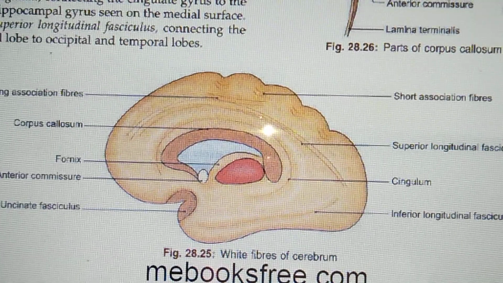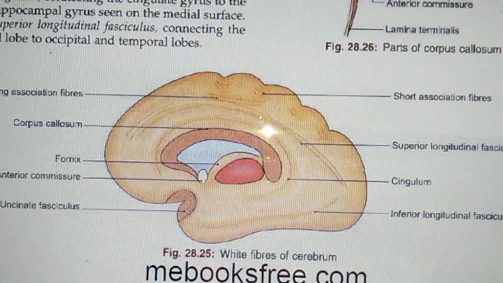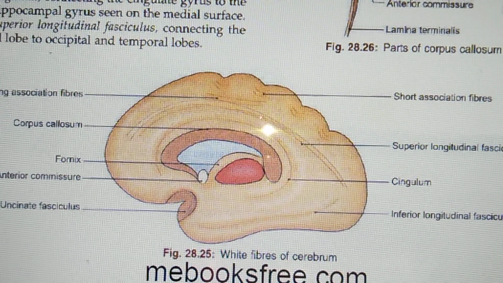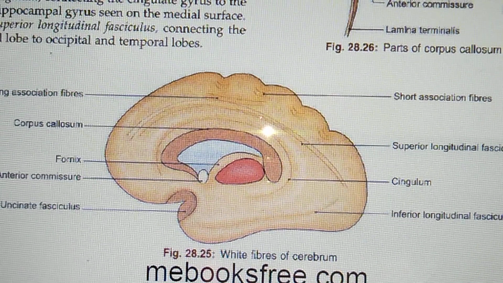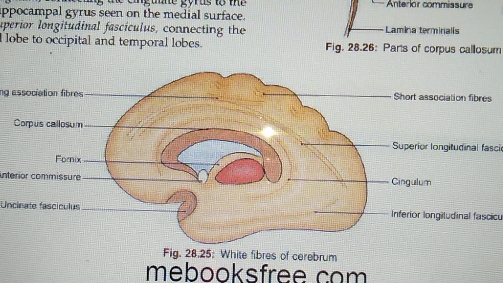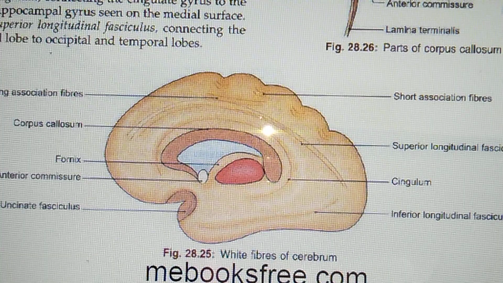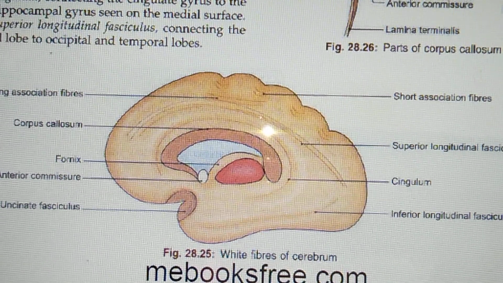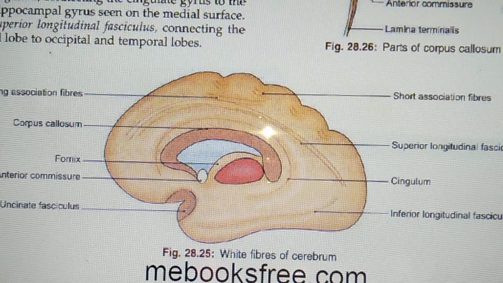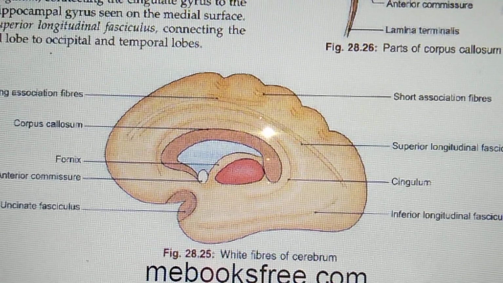First we will take the association fibers. Association fibers are the fibers which connect the different cortical areas of the same hemisphere to one another. So the same-sided cerebral hemisphere is connected to one another. These are the association fibers, also called the arcuate fibers. Again, these fibers are subdivided into two types.